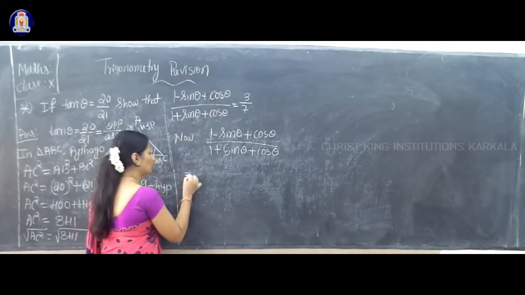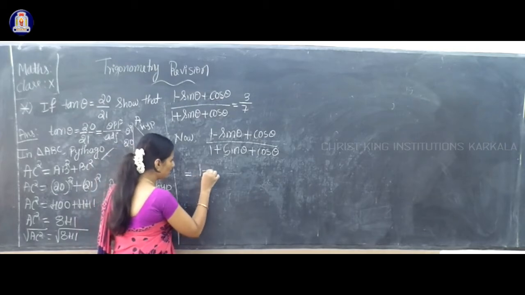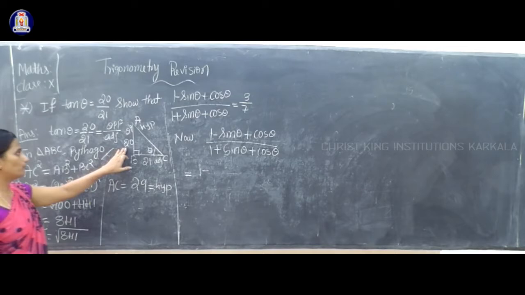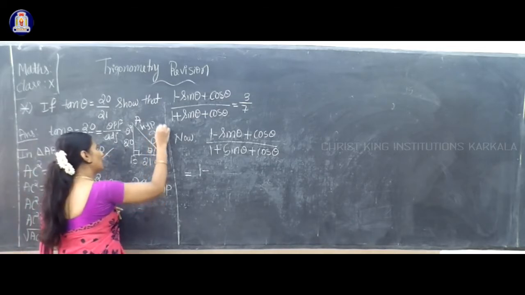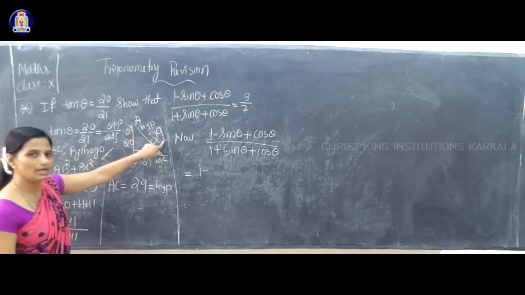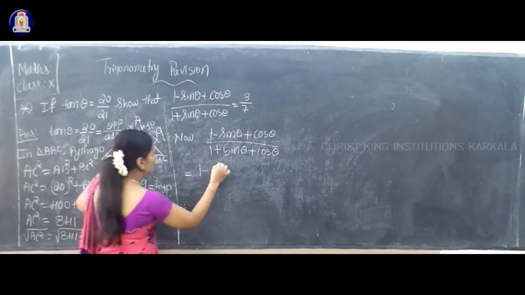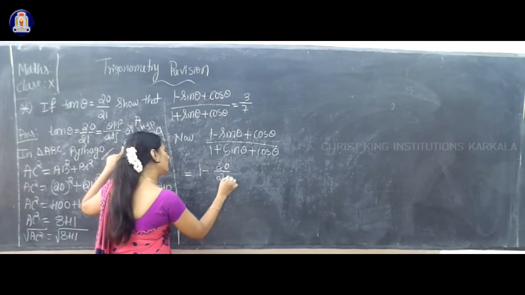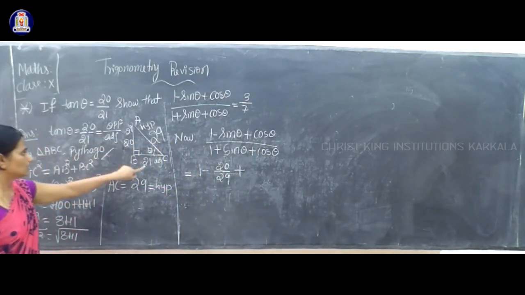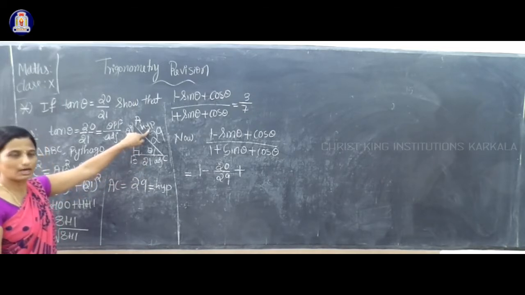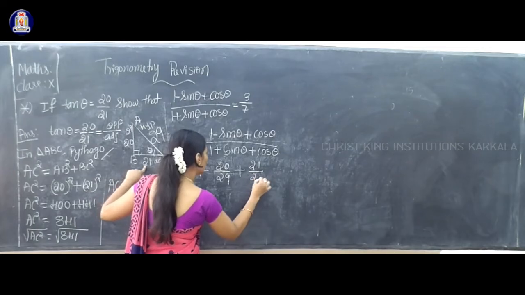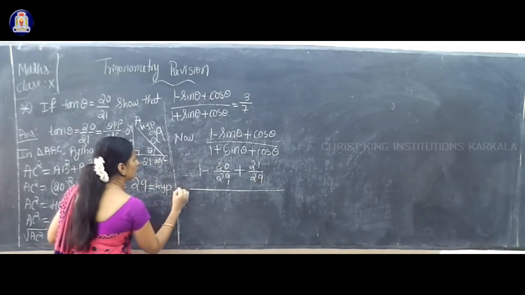So that is equal to, see the substitution part, 1 minus sin theta. What is the definition of sin theta? Opposite side divided by hypotenuse side. 29 is the hypotenuse side. So sin theta is 20 divided by 29, plus cos theta. The definition is adjacent side divided by hypotenuse side. So 21 divided by 29, whole divided by.